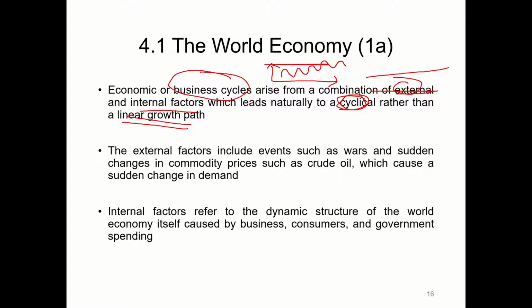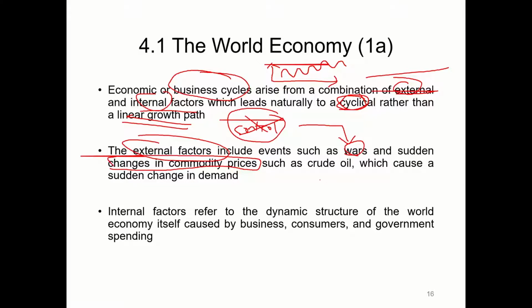So what are these external and internal factors? External factors will be events that a shipping company will not be able to have control over the situation. Right? Shipping company has no control over the situation, such as wars. Right? A shipping company will not be able to change the events such as wars or changes in commodity prices. Okay. No way a single company will be able to influence prices. It's determined by the interaction between supply and demand.